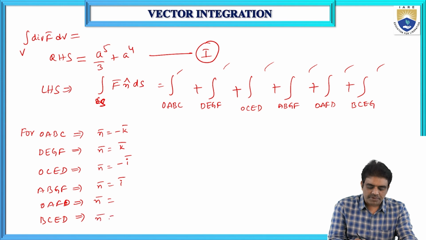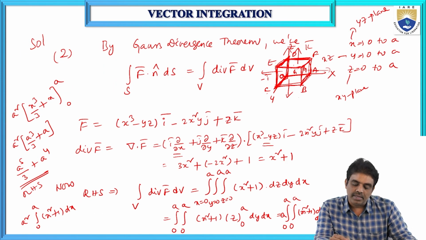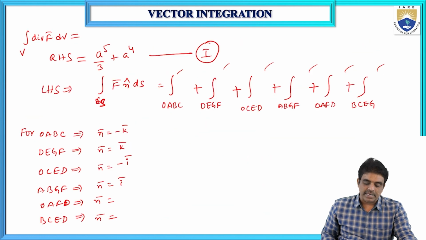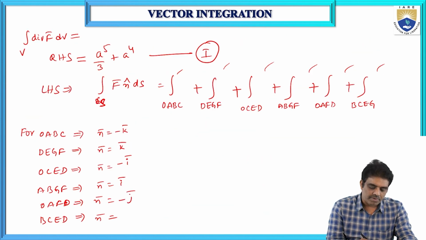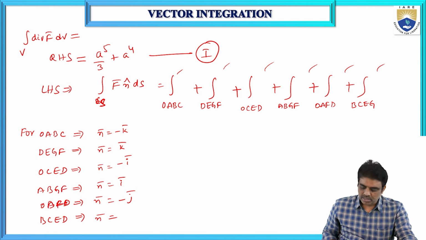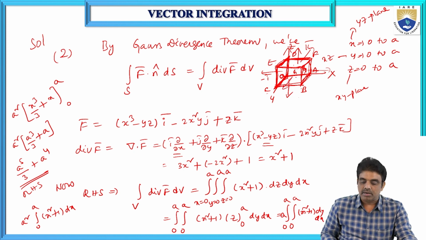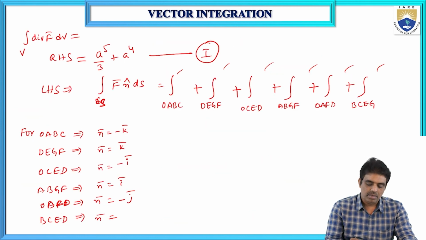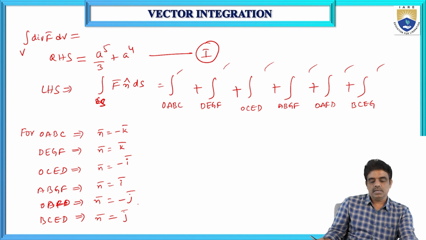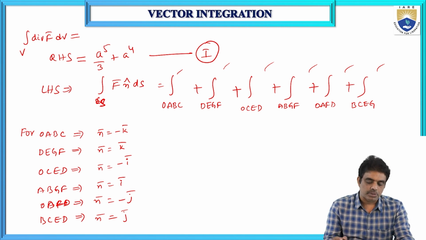What is it for the surface OAFD? The outward normal vector is minus j bar. The last one is BCEG. The outward normal vector is plus j bar. So these are the corresponding outward normal vectors with respect to the given function.